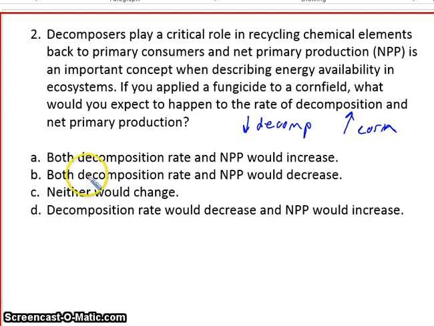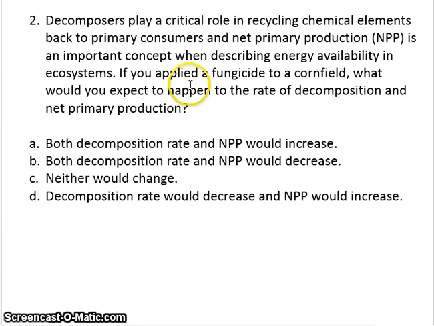So as I go through this one, both the decomposition rate and the net primary production of the corn would increase. That's not what I'm looking for. Both the decomposition rate and the NPP would decrease. No, neither would change. No, up here it says the decomposition rate would decrease and the overall net production would increase. So I'm going to go with D for that one. Let's see what we're supposed to review.